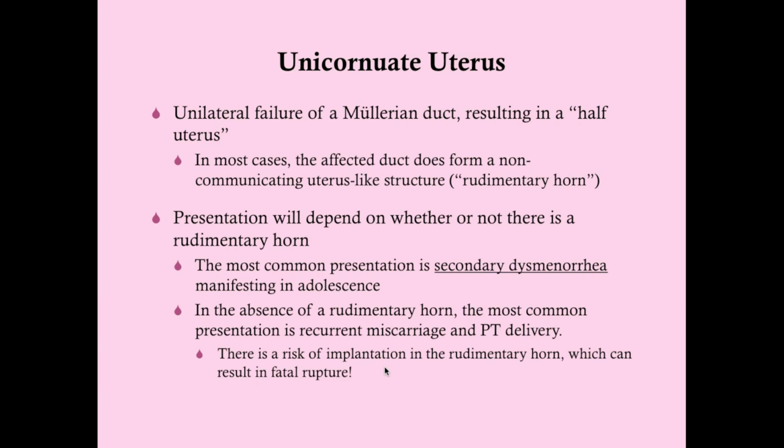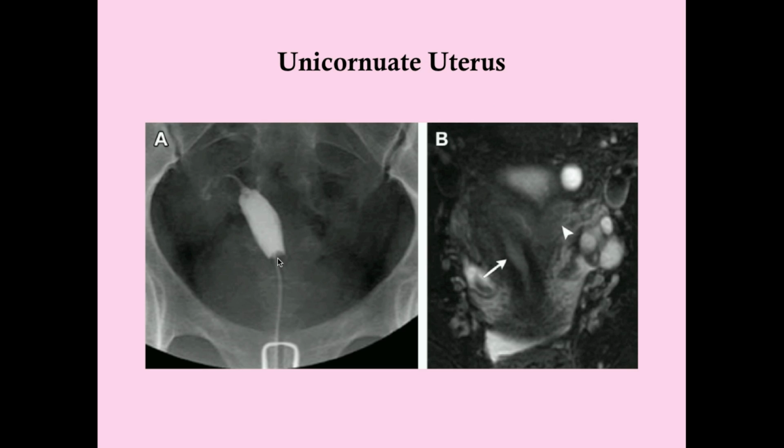If a pregnancy implants in the rudimentary horn, you might be wondering, how is that possible? You have no communication. How does the sperm get from the cervix to the rudimentary horn? It can actually get through via transperitoneal migration. So the sperm can get into that rudimentary horn that way, or you can have fertilization in the normal half of the uterus, and then the fertilized ovum can go into the rudimentary horn. So it is possible. If you implant into the rudimentary horn, 90% of these will rupture, and that can be fatal to mom. So this is an indication for immediate removal of the rudimentary horn. This will present very much like an ectopic pregnancy. So this is an emergency, an obstetrical emergency. All right, so here's a unicornuate uterus with hysterosalpingogram, and then here it is with MRI.